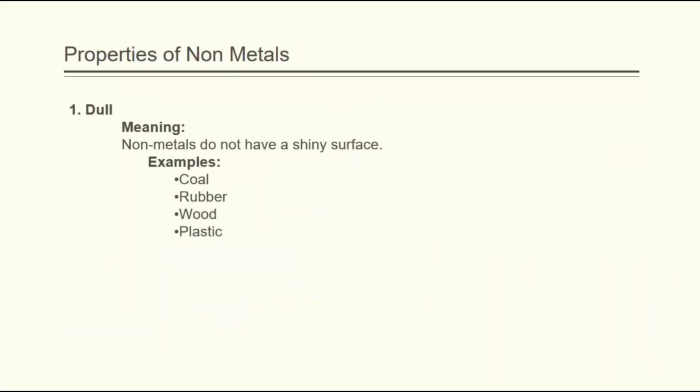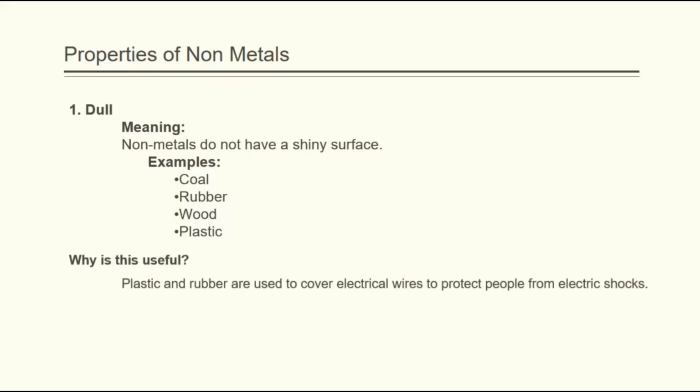Let's look at some properties of non-metals. Non-metals are dull. And why do we say that? They are dull because they do not have a shiny surface. For example, coal, rubber, wood, and plastic do not have shiny surface. Therefore, they are dull. Why is this useful to know? Because plastic and rubber are used to cover electrical wires to protect people from electric shocks.